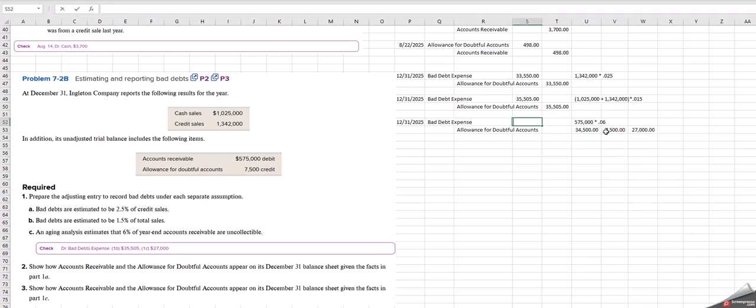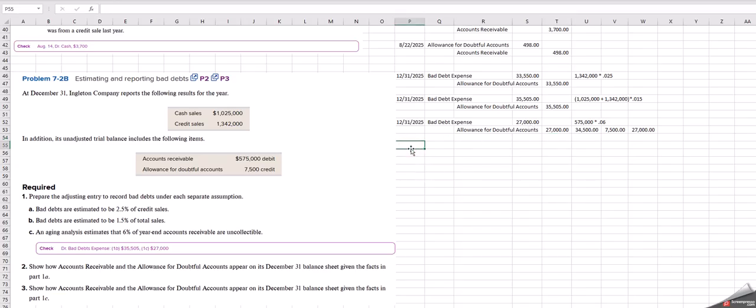So then our journal entry is going to be for $27,000 as our debit to bad debt expense, and then our credit for allowance for doubtful accounts. So again, you calculate the percentage times the accounts receivable, compare that to what's currently in the allowance. If it's a credit balance, you subtract them. If it would be a debit balance, we would have added those, and that gets our bad debt expense.